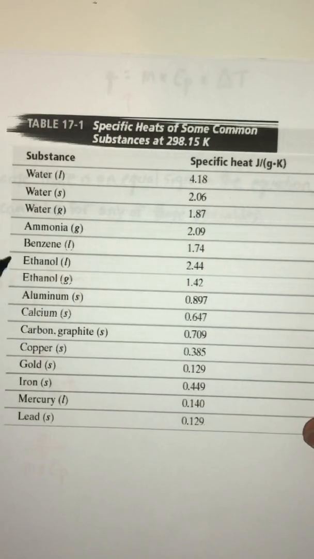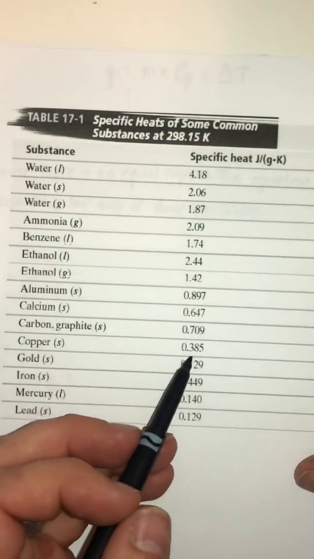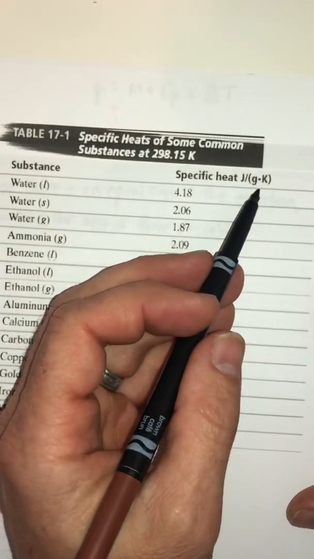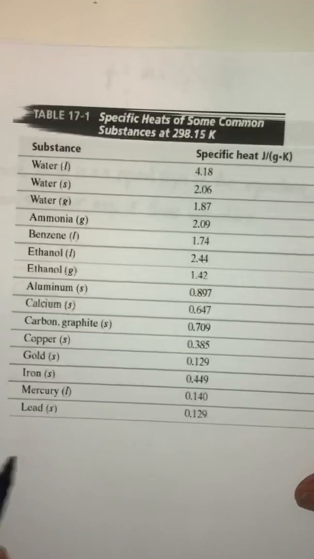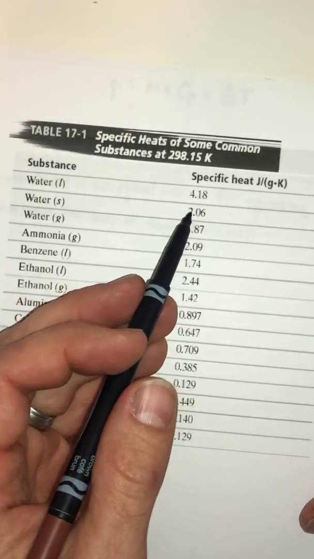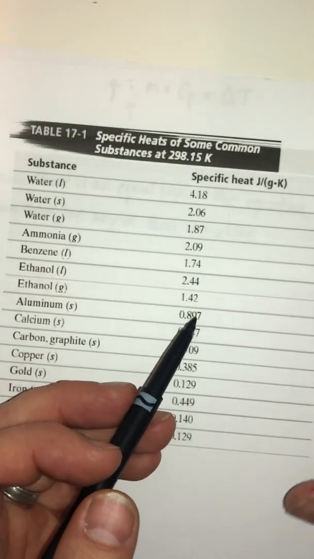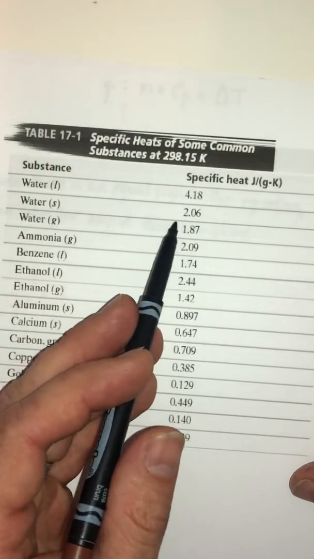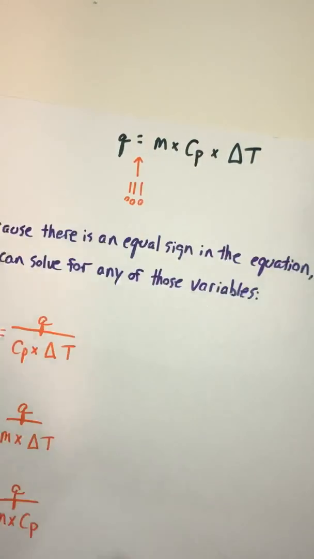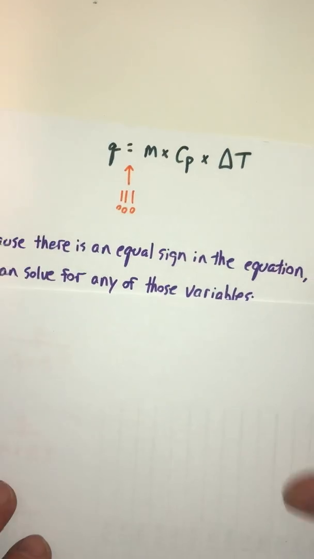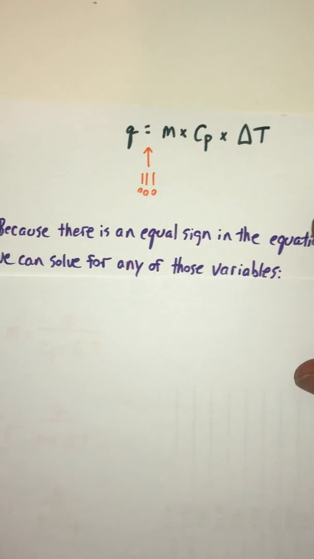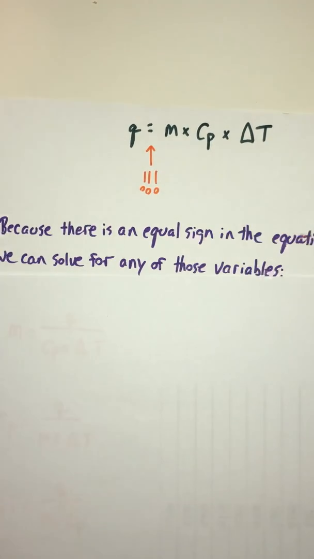Now look at some other substances that we're familiar with. Copper. Look at how low that is. It only takes 0.385 joules to make 1 gram go up 1 degree. Other metals have really low specific heats. In fact, water has the highest specific heat of all liquids, and there's only a couple of substances that are higher than water. Okay. So I'm going to have a second video on how to use this equation, so follow that link.